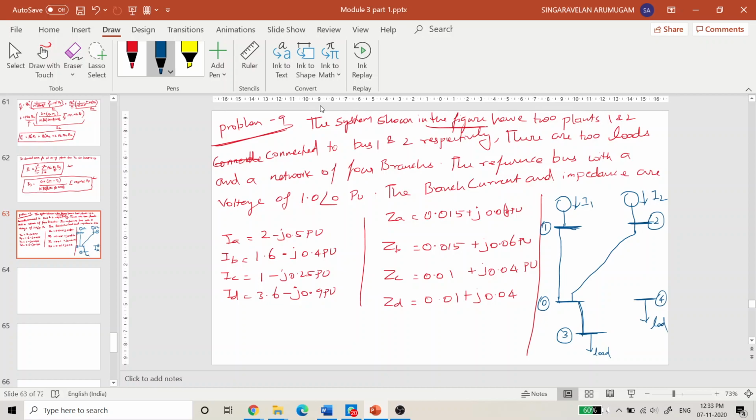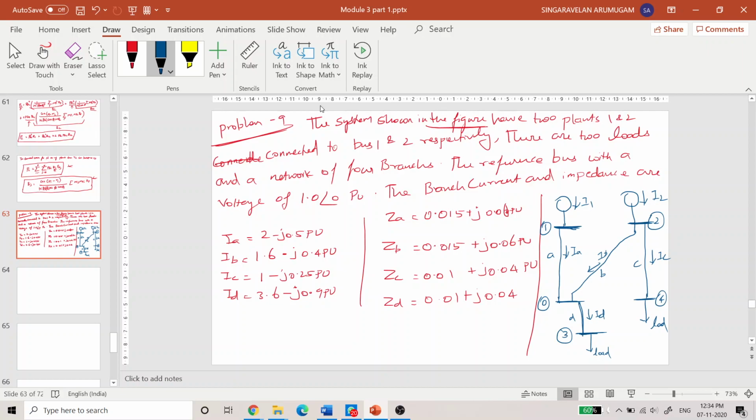So there are two loads and there is a line between 2 and 4. This is bus A and the current flowing through is IA, and this is bus B and the current flowing through here is IB, and this is C and the current flowing through is IC, and this is D and the current flowing through is ID. So these are all the values. This is the diagram we need to think about for this question.